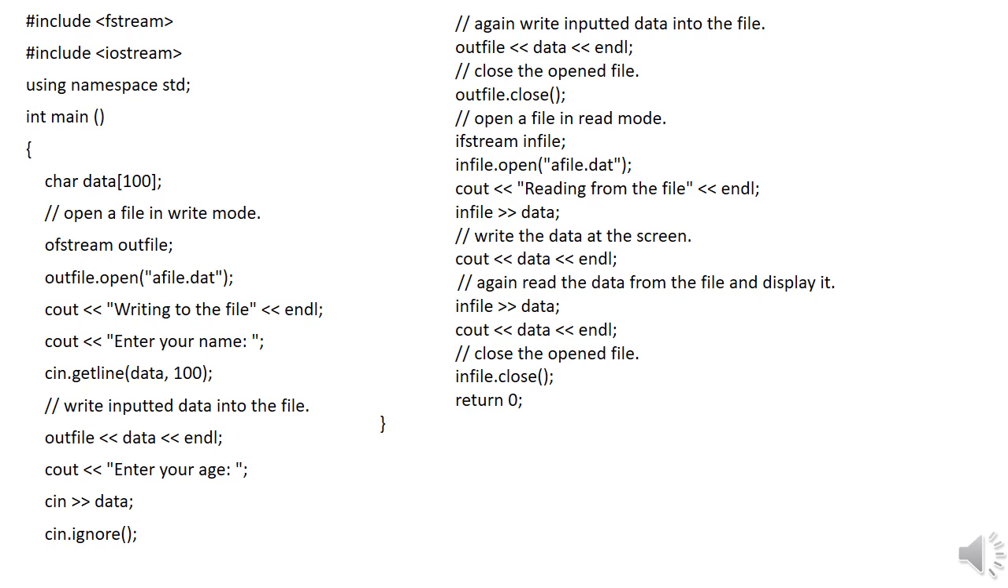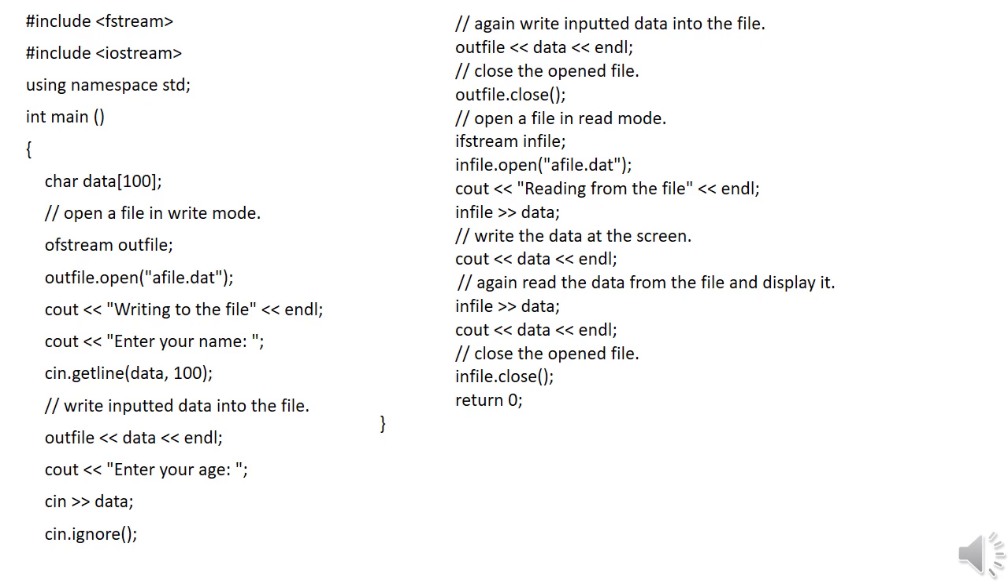Then the user is asked to enter the age. Then that can be accepted by using cin data. So age is stored in array data. Then a function is called ignore, that is for clearing one or more characters from the input buffer.